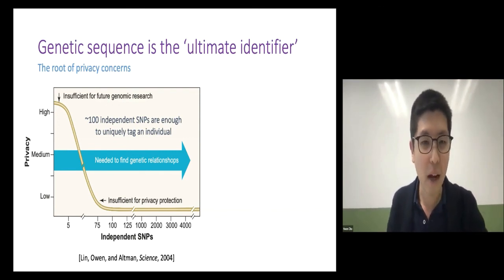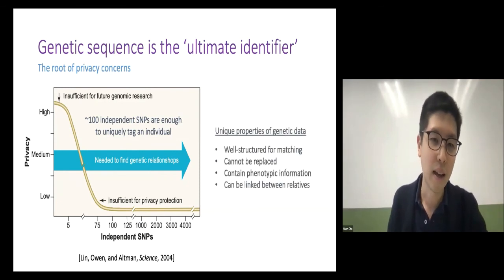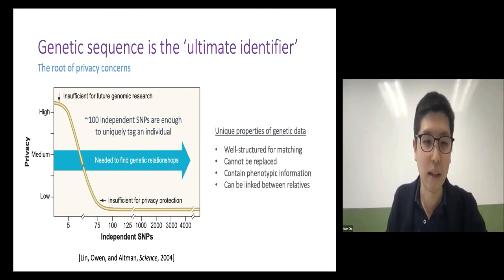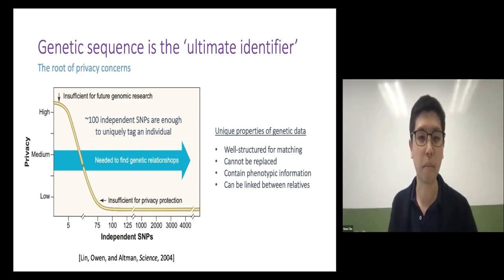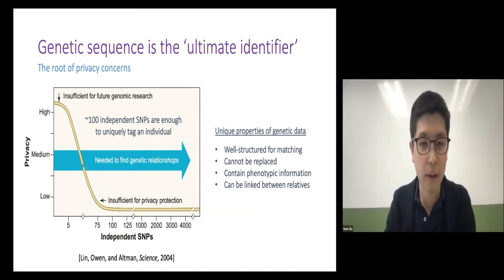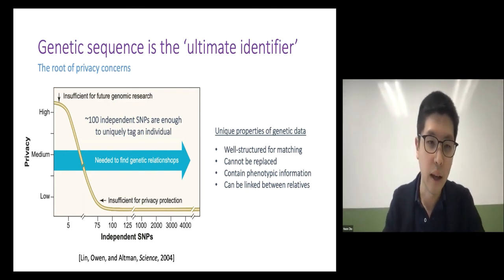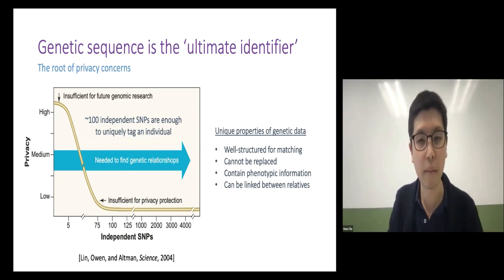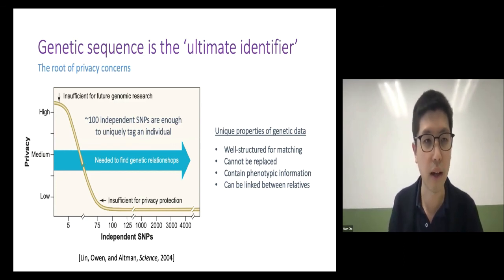And there are many other properties of genetic data that make it especially effective as an identifier. For example, it has a well-defined structure that makes it easy to be compared between different samples. It cannot be replaced like passwords. And also beyond identifying a person, it can reveal phenotypic information about their health and biology. And lastly, privacy risks for an individual could also extend to their family and relatives due to shared genetic materials.